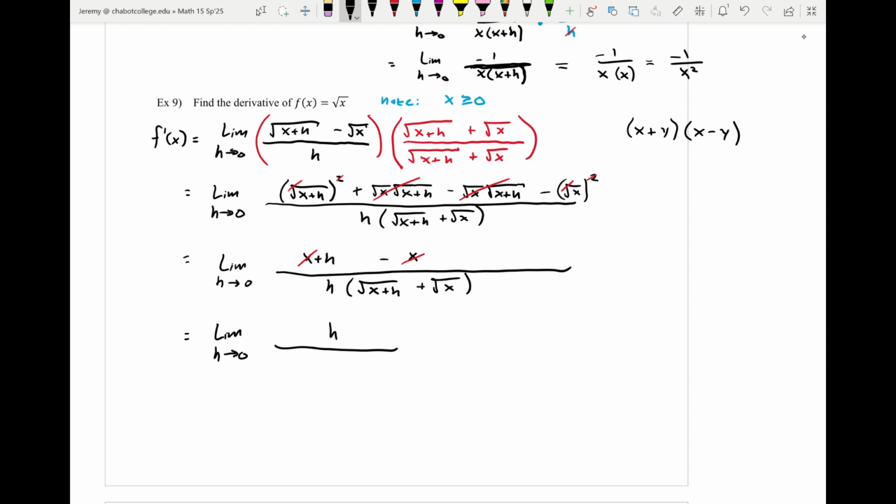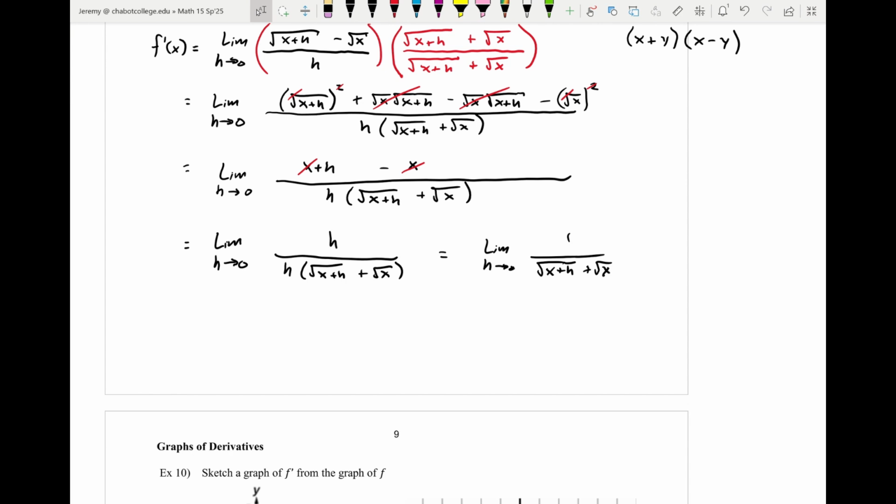I just have h up top. In the bottom, I have h times the square root of x plus h plus root x. The h's make a big 1. So now I'm just looking at the limit as h goes to 0 of 1 over root x plus h plus root x.